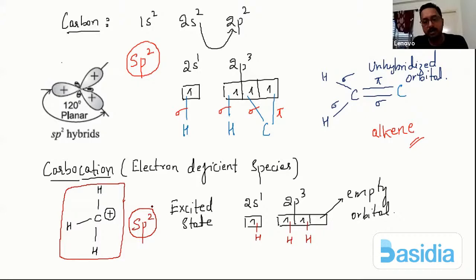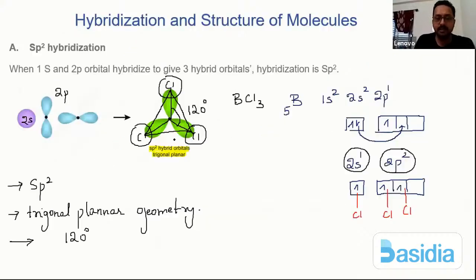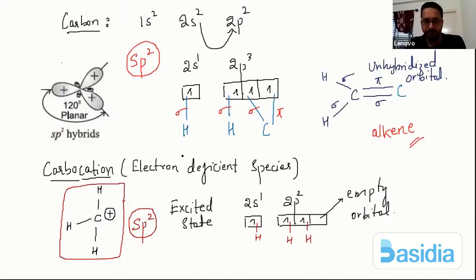So how many orbitals are actually participating? One is the 2s orbital and the 2p orbitals. Here you can also change the configuration for the carbocation. Instead of 2p3, you can write it as 2p2. So carbocations are sp2 hybridized, and they are also having which geometry? They are having trigonal planar geometry. So this is all about sp2 hybridization.